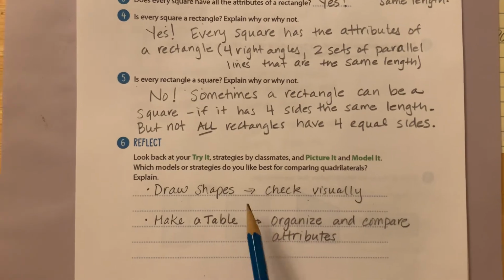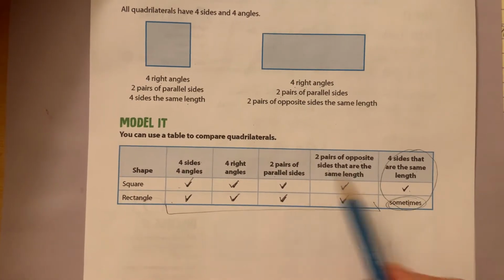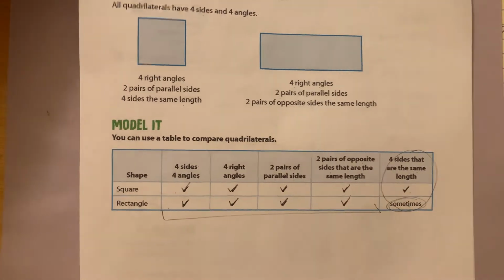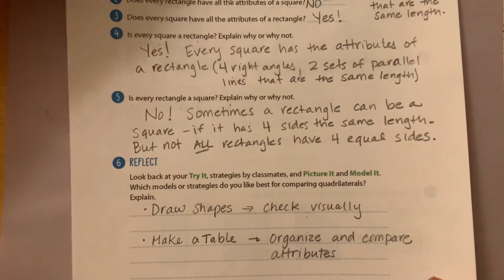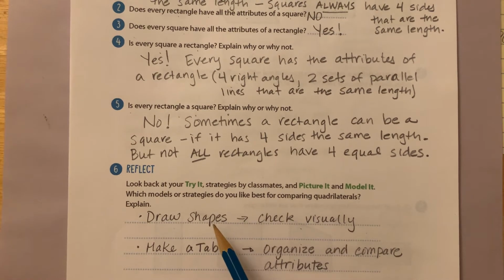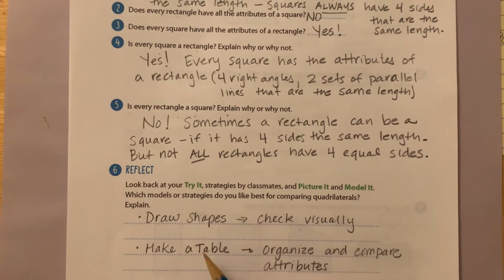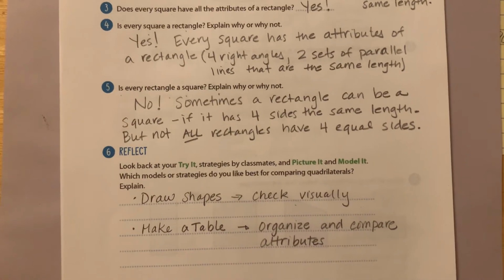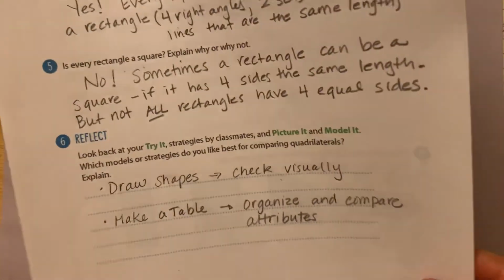Or you can make a table like they did here. And you can organize the attributes and check off the things that are the same. So go ahead and write down, what is your favorite way to compare quadrilaterals? Do you like to draw the shapes, or would you like to look at a table? When you're done, turn to page 696.